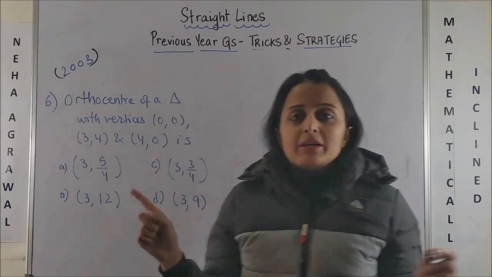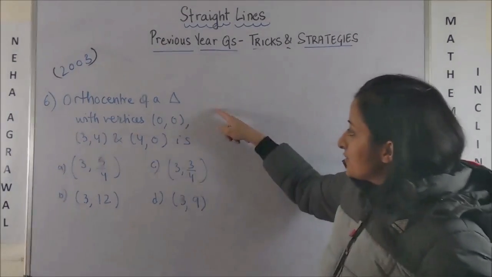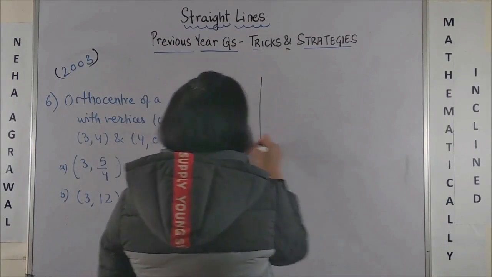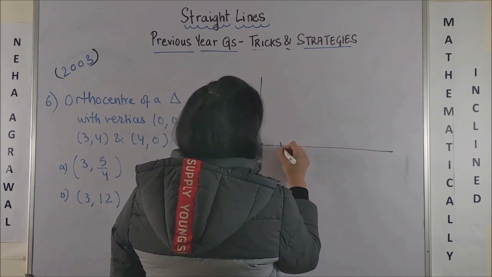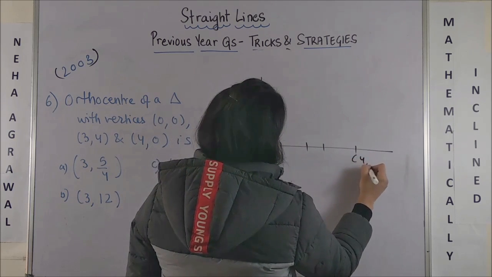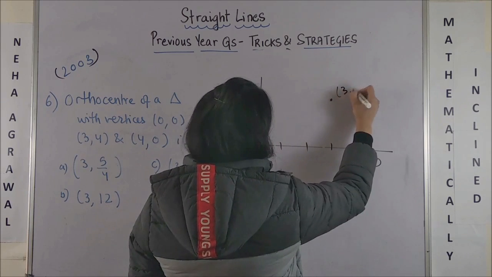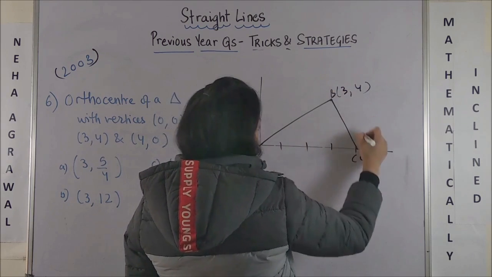This question came in IIT 2003. The question says find the orthocenter of a triangle with these vertices. Now very quickly let's plot this on the graph. So this is 0, 0. We also have 4, 0 and we have 3, 4. So something like this is a triangle, right? We label them as ABC.